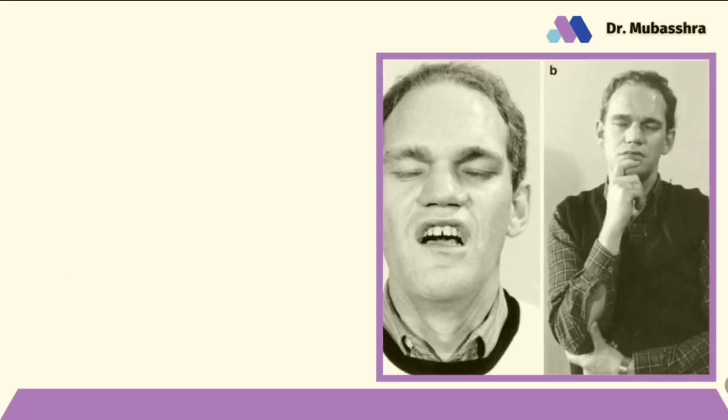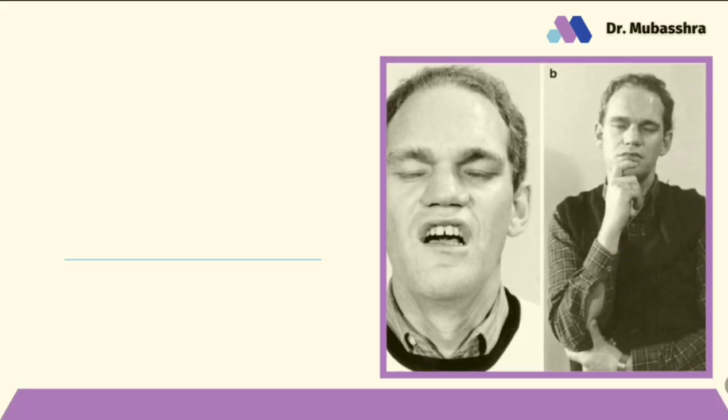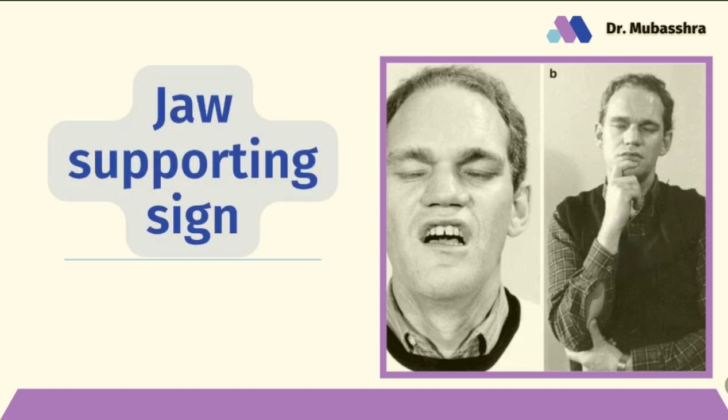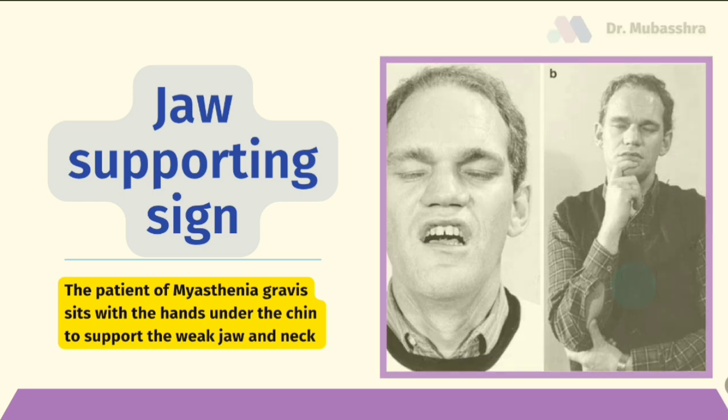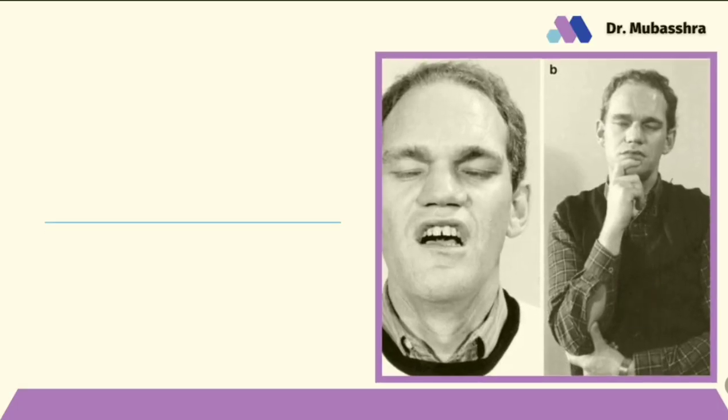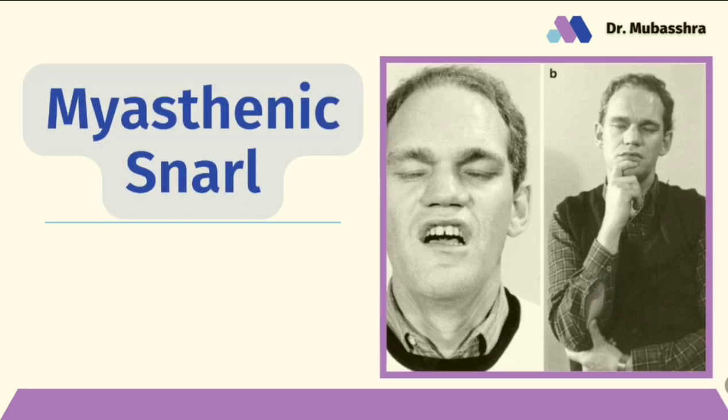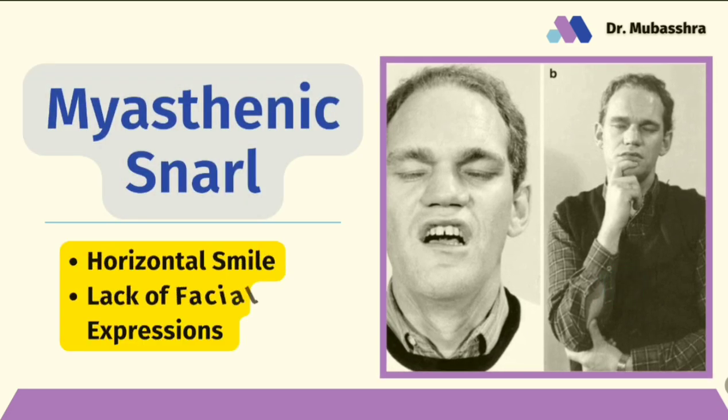Then inspect for the jaw supporting sign. The patients of Myasthenia gravis have weakness in the jaw and the jaw hangs open. So these patients sit with the hands under the chin to support the weak jaw and neck. Then inspect for myasthenic snarl, that is, horizontal smile and lack of facial expression. After that, examine the oral cavity for any ulcers, as an associated autoimmune disease.